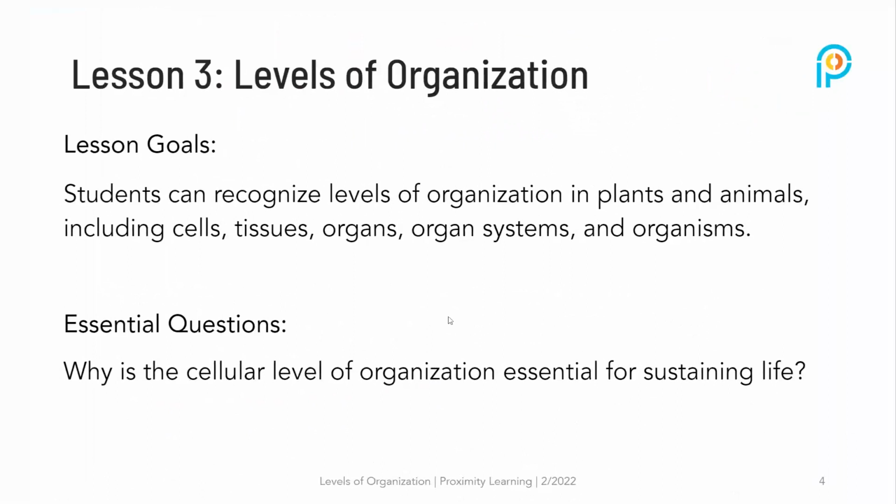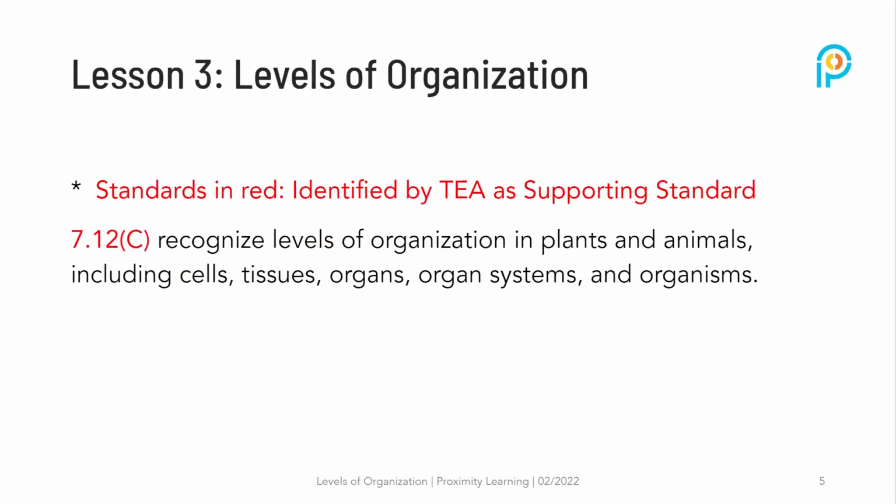Okay, so your lesson goal: students can recognize levels of organization in plants and animals, including cells, tissues, organs, organ systems, and organisms. Our question: what is the cellular level of organization essential for sustaining life? And there's our standard.